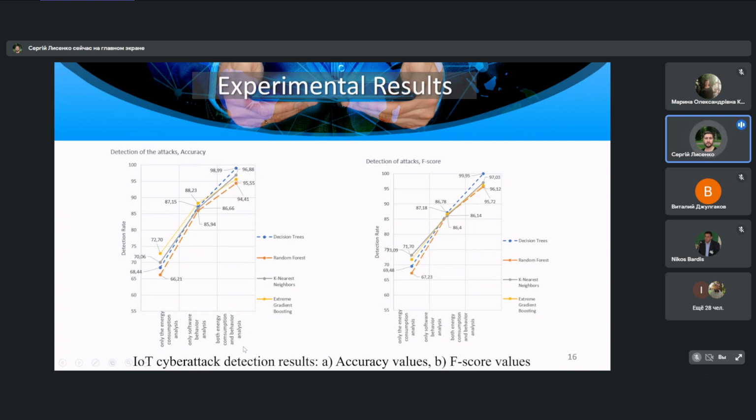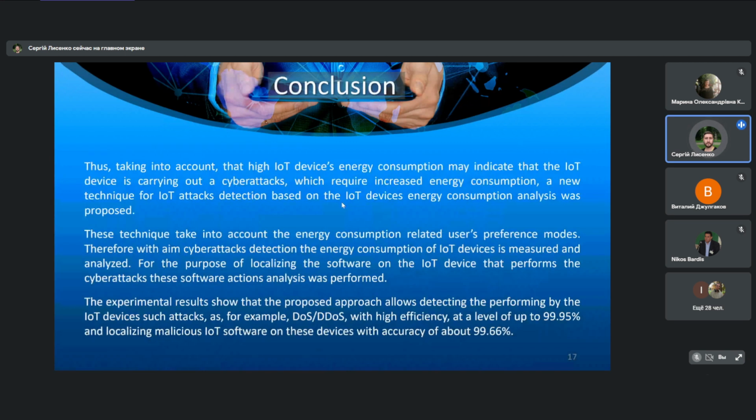So you can see two parts of results, accuracy values as well as F1 score values. As we can see, the combination of the two approaches, energy consumption and behavioral analysis, demonstrates very good results. Here you can see conclusions, but I'd rather hear questions. Thank you for your attention.